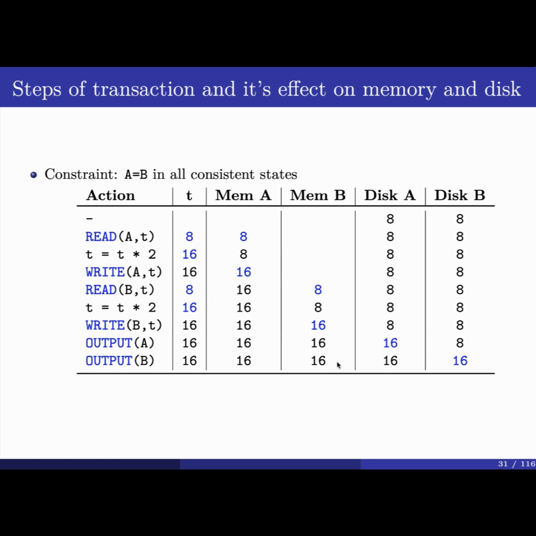Output B is the same thing, it performs the same operation. So at this time, when you finish here, you see that you start from 8 and 8, and in the end you end up with 16 equals 16. So still the value of A equals the value of B, to achieve the consistency that we assume in this transaction.